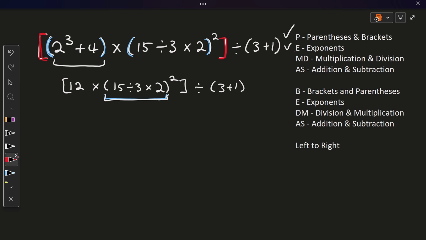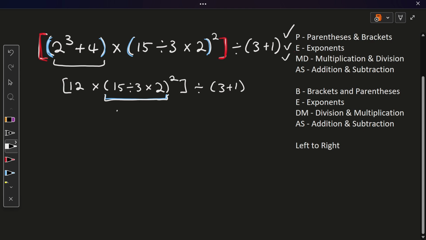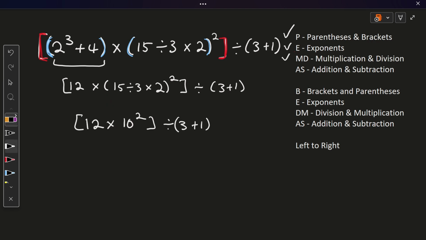So since multiplication and division are on the same tier in PEMDAS, we go from left to right. And so what is 15 divided by 3? 15 divided by 3 is equal to 5. Multiplied by 2, well, that is going to be equal to 10. Let's go ahead and rewrite our expression to reflect this. Let's go ahead and continue evaluating.